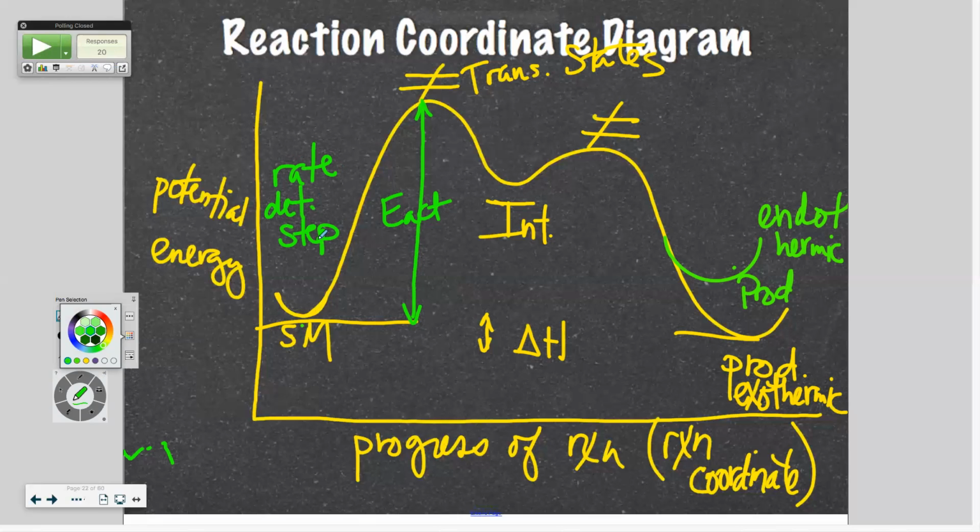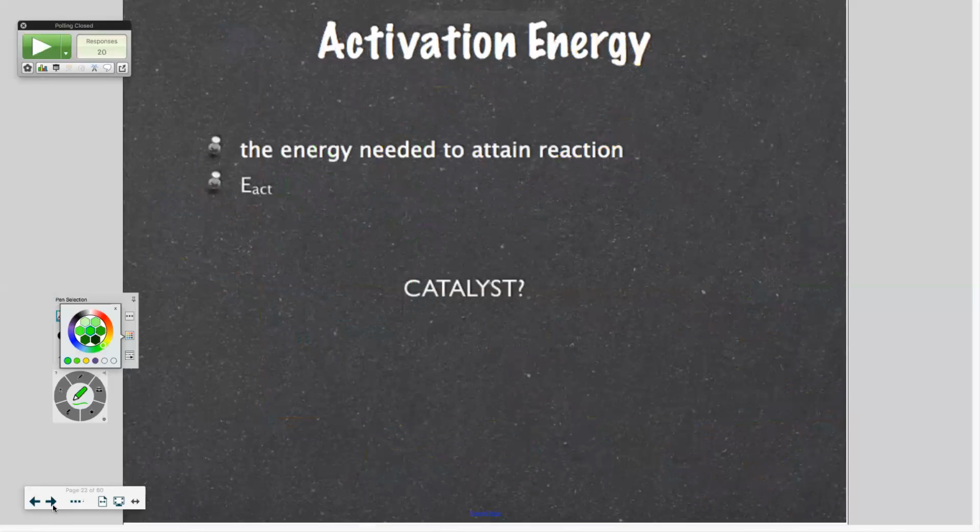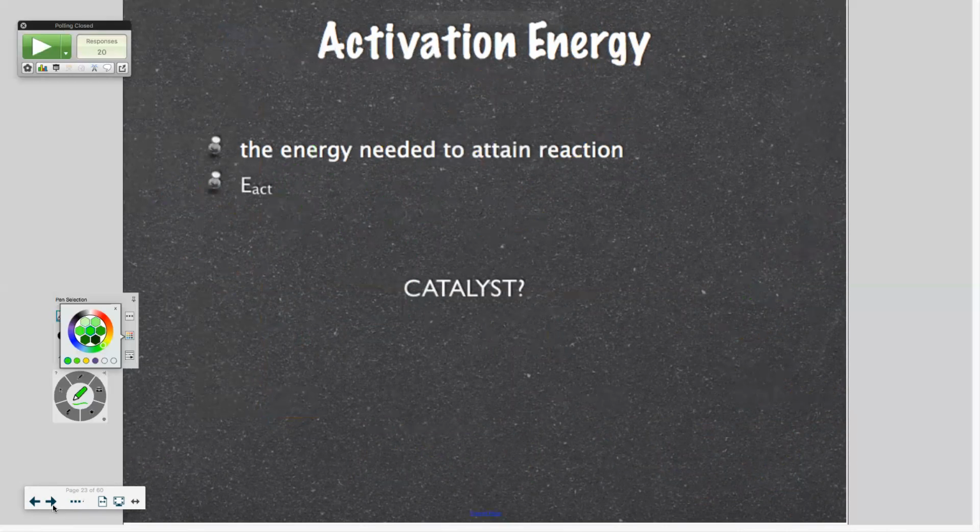The thing about rate determining steps is those are the slowest steps, and that is where you get your kinetics from. So if you know a mechanism and you know what the rate determining step is, you can figure out your kinetics. We'll be doing that as we go. I think that's everything I was going to tell you. Energy of activation is the energy needed to get the reaction going.